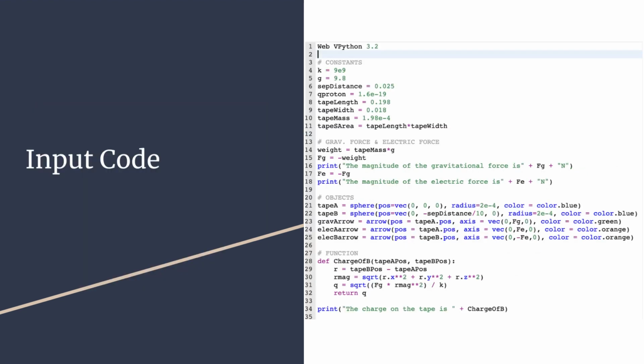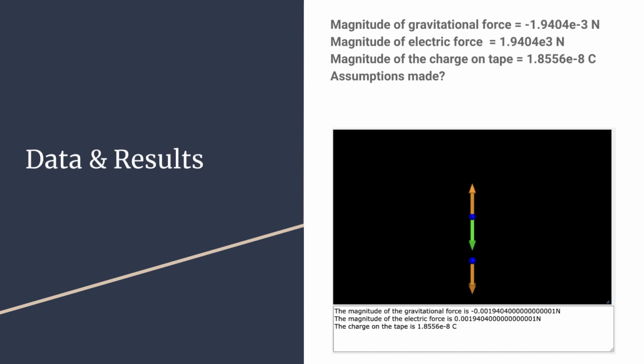Here's the GlowScript code, which was generated using the previously discussed values of the dimensions of the tape used, as well as formulas previously reviewed. I calculated the magnitude of the gravitational force and electric force, and then used that information in the visual model. The function in the latter half of the code represents the function used to calculate the force between two charged particles on the tape. Here are the data and results from the GlowScript code.